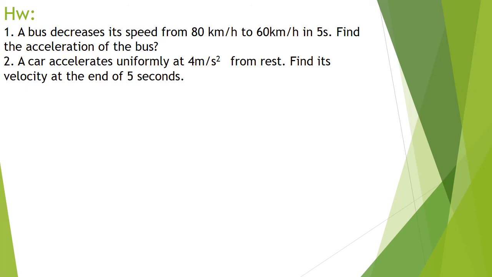Homework. A bus decreases its speed from 80 km per hour to 60 km per hour in 5 seconds. Find the acceleration of the bus. Second question. A car accelerates uniformly at 4 meter per second square from rest. Find its velocity at the end of 5 seconds.